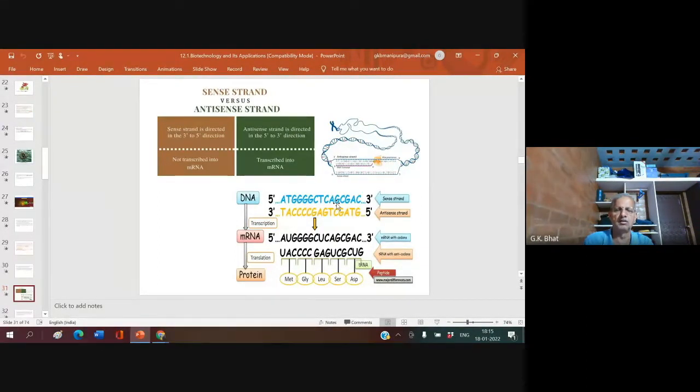Namrata? Which is the coding strand, which is the non-coding strand?